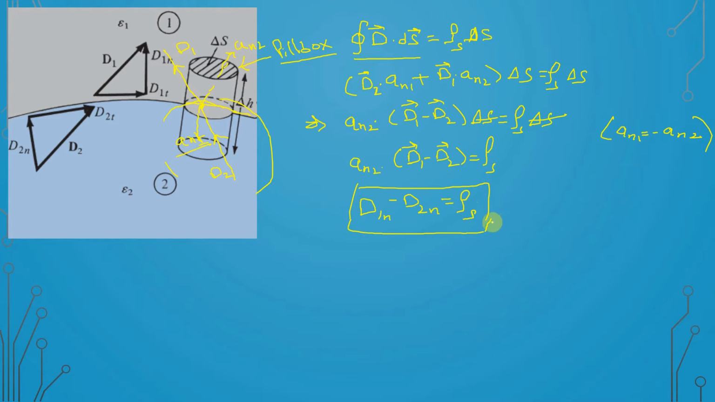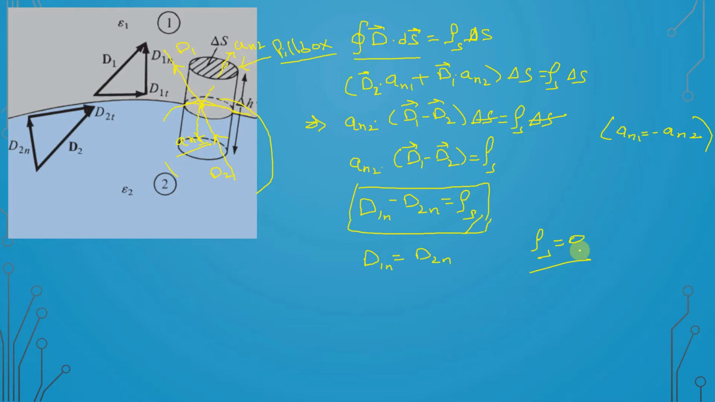Now let us say we have assumed these two mediums are dielectric, and when these two dielectrics are in contact with no free charge at the interface, then this rho s is equal to 0. So you can write D1n is equal to D2n when rho s is equal to 0. So this free charge at the interface is equal to 0.